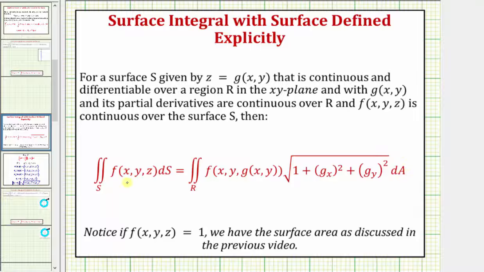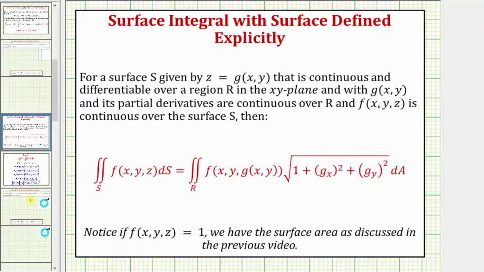So notice how, to evaluate the surface integral over the region R, we need to write the function f of x comma y comma z as a function of x and y by replacing z with g of x comma y, and then dS equals the square root of the quantity 1 plus the sum of the squares of these partial derivatives, dA.